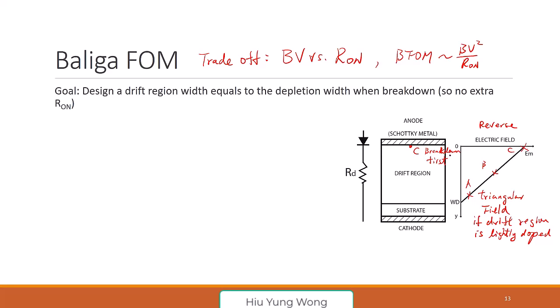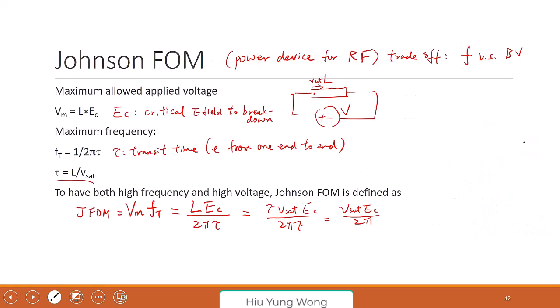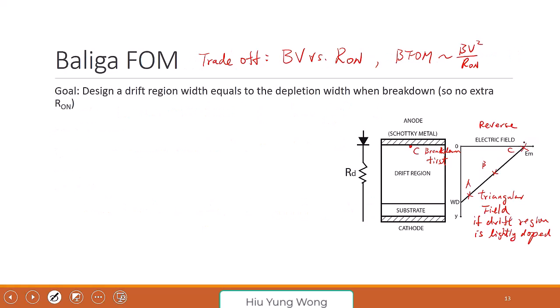Right? So what we care about is to see what EM is. I don't care what value it has here, because the first point we're going to break down is EM. Okay? So let's do it step by step. Let's first look at the R on.